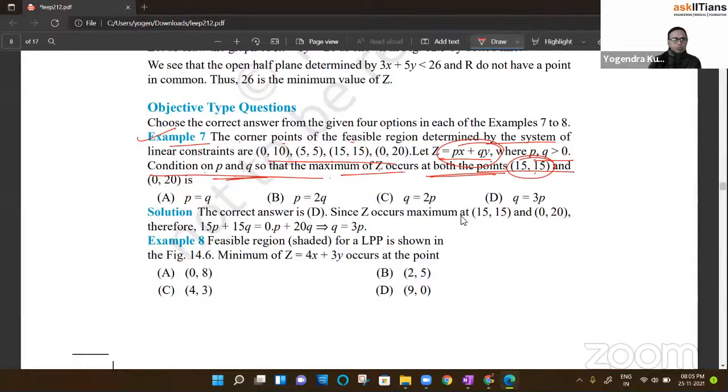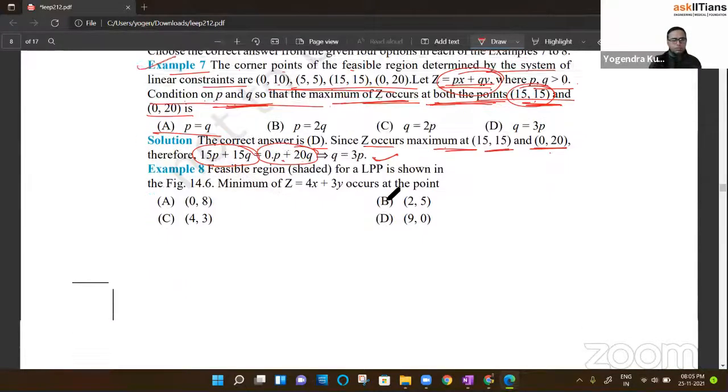The corner points of the feasible region determined by the linear constraints are these, right? P and Q both are positive. The constraint on P and Q is that the maximum occurs at this point and this point. Since Z occurs maximum at both points, both values will be equal, right? Tell me everyone. Both are equal maximum, so then we get this relation. Any confusion in this type of question? Sometimes questions will be like this, so everyone should be able to answer it.